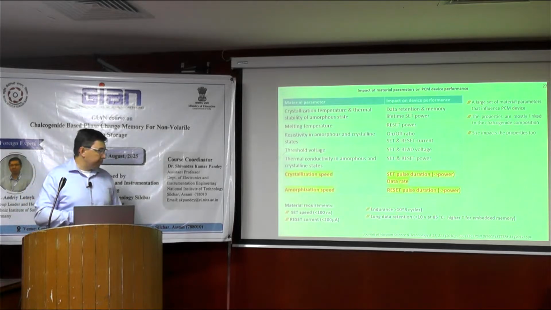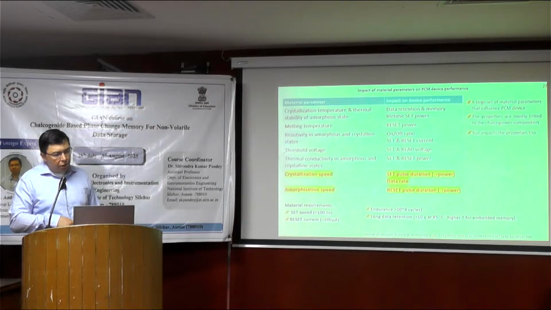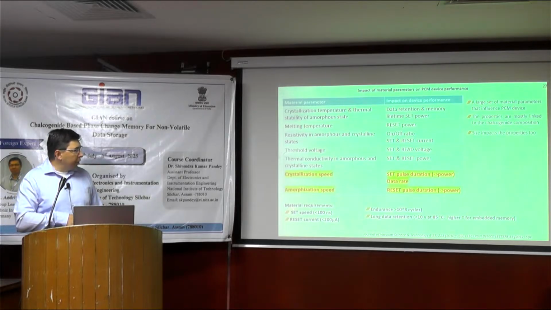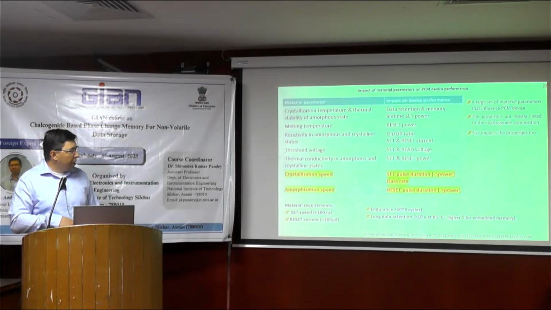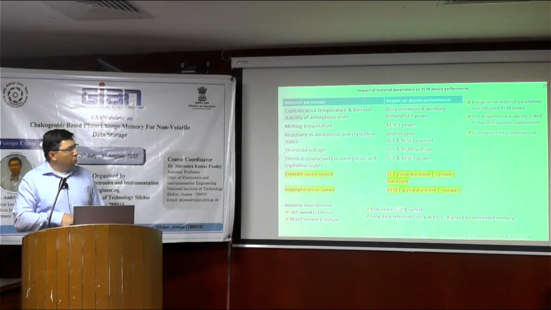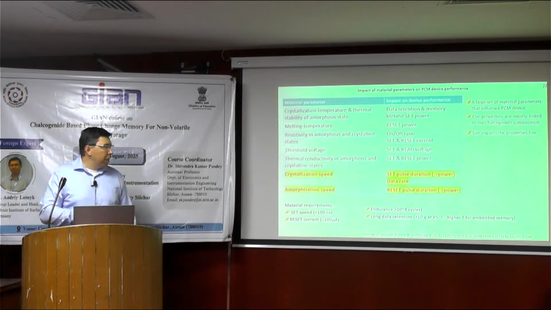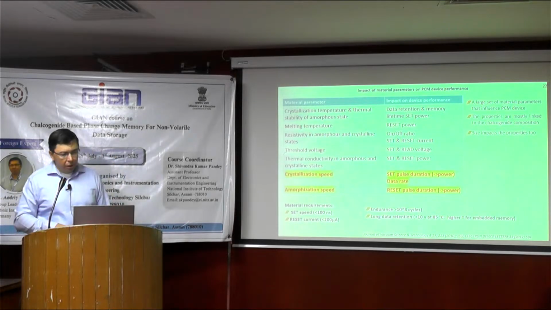and amorphization speed affects reset pulse duration. So there are some material requirements for phase change memory technology. One is that the set speed should be less than 100 nanoseconds. Reset current should be on the order of less than 200 microamps. Endurance should be more than 10 to the 8th cycles, and long data retention, more than 10 years at 85 centigrade, and higher temperature for embedded memory.